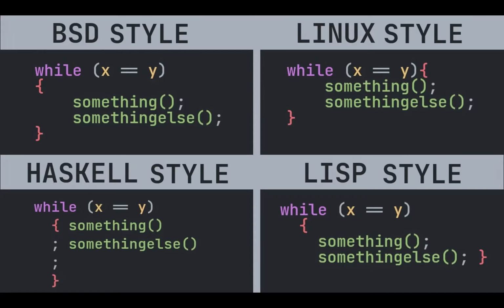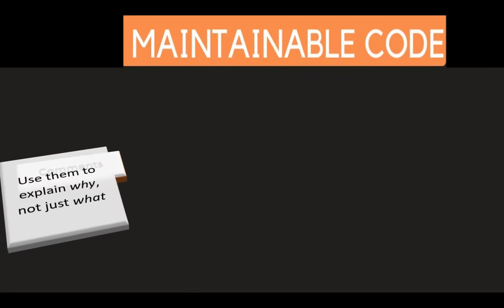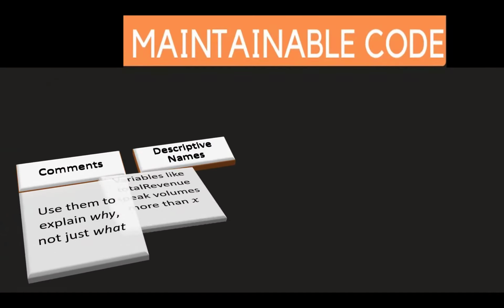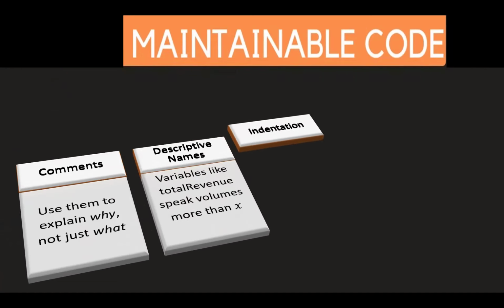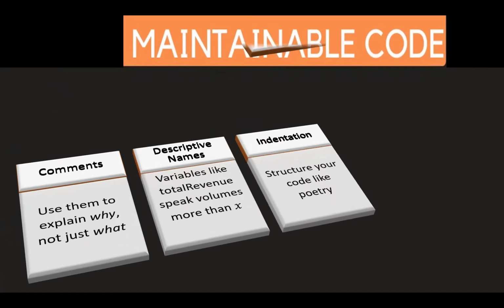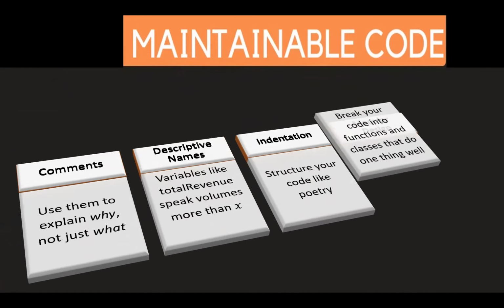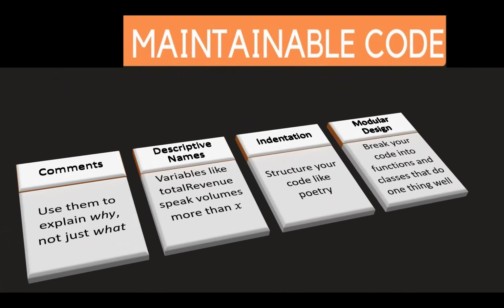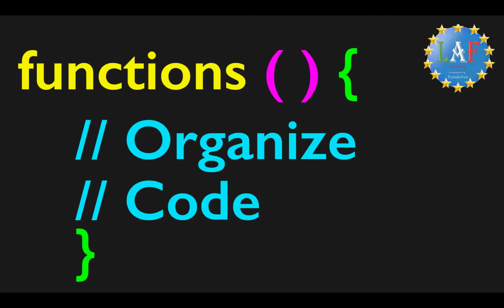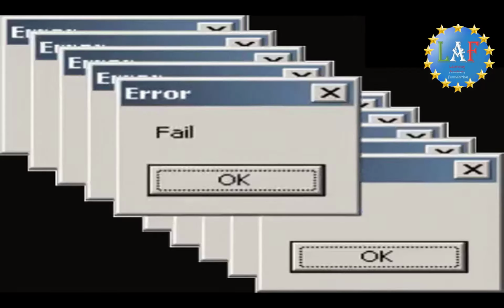And then comments, descriptive names, indentation, and finally, modular design. Break your code into functions and classes that do one thing well. So for example, this one is Linux style. So maintainable code is a gift for future collaboration. It's a legacy of thoughtfulness.